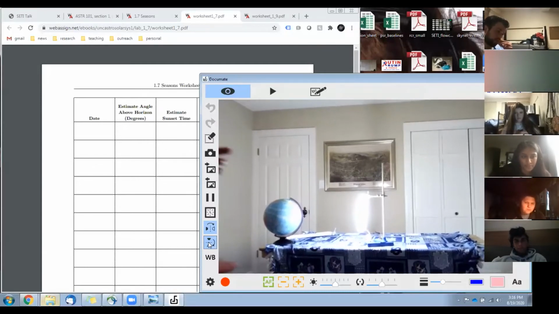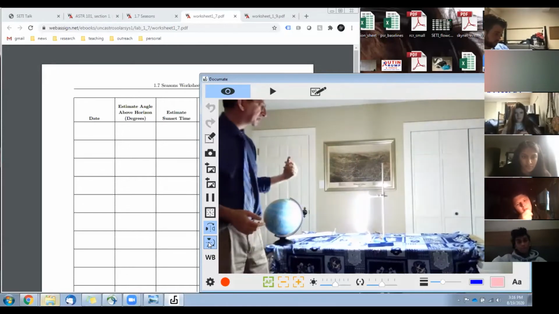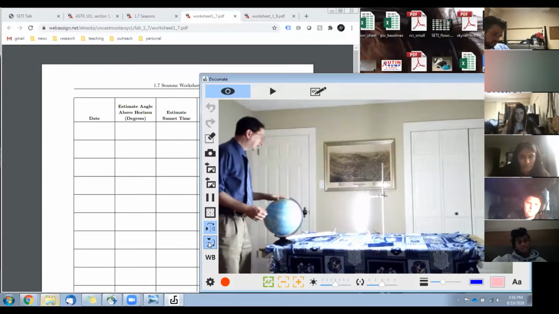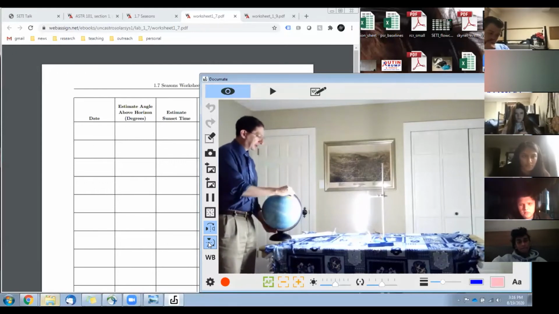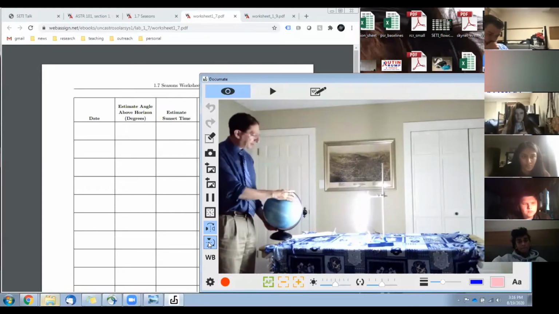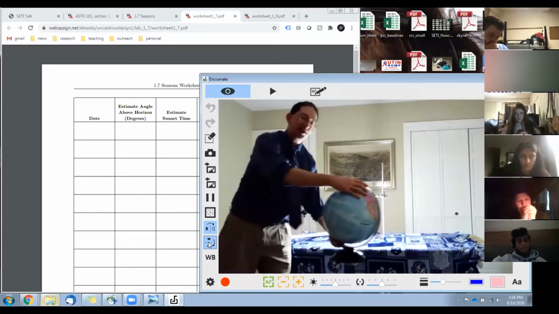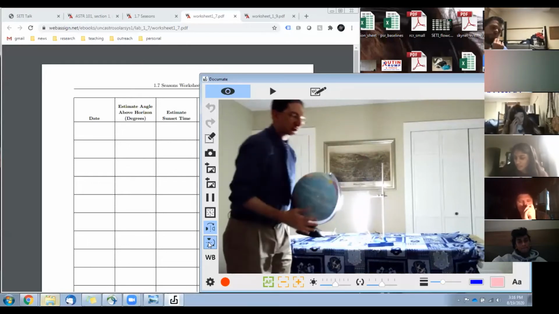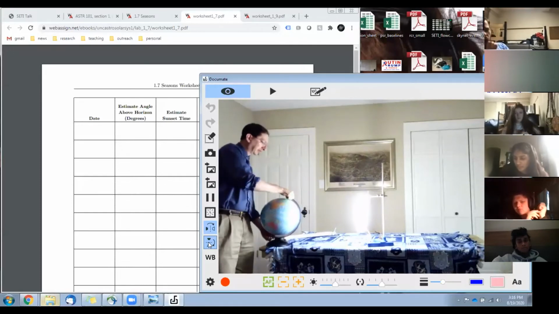So, we've talked about daily motions, the Earth spinning on its axis once a day. We've talked about annual motions, or orbit around the sun. This is a much, much longer term motion. And the lie that I told you is that our axis stays fixed in space as we go around the sun. It's always tilted the same way, no matter where we are in the orbit. And that's not true. It actually changes very slowly.